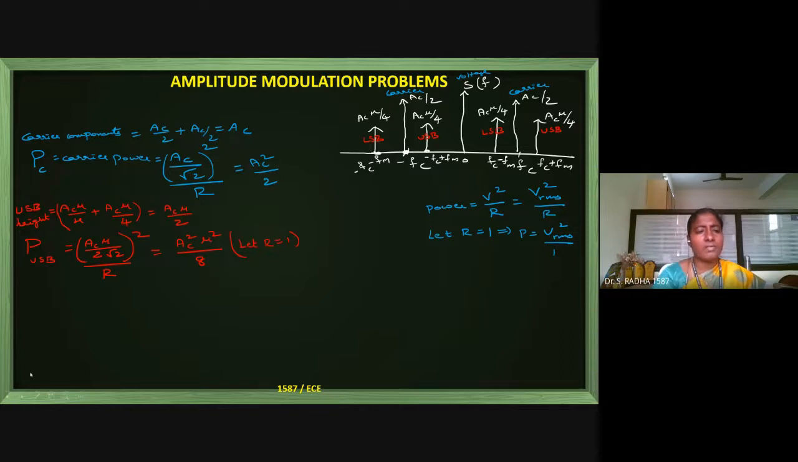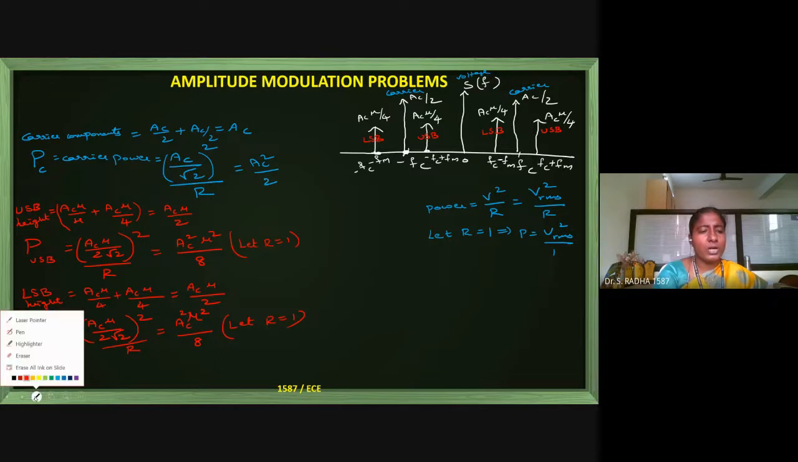Okay. Similarly, I will go with the lower side band also. Lower side band, the height. Okay, both sides, the lower side band height is again Ac mu by 4 and Ac mu by 4, and the total height is Ac mu by 2. Okay. Now the power in the lower side band: it is Ac mu by 2 total height. RMS power means divided by root 2, whole square, divided by R. If I simplify, this will become Ac square mu square by 8, assuming R equal to 1.